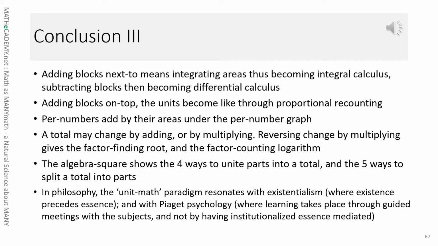Adding blocks next to means integrating areas, thus becoming integral calculus. Subtracting blocks then becomes differential calculus. Adding blocks on top, the units become like, through proportional recounting. Pair numbers add by their areas, under the pair number graph.